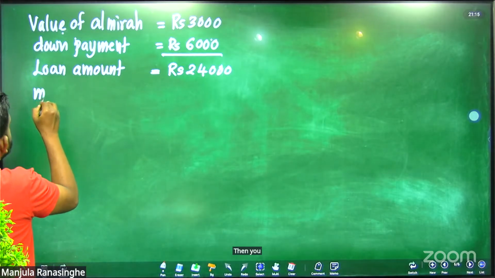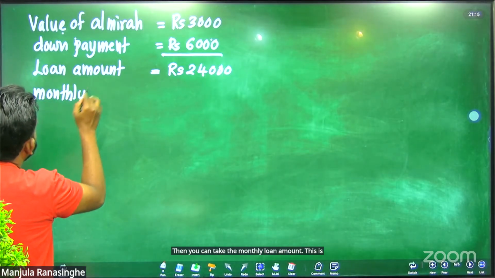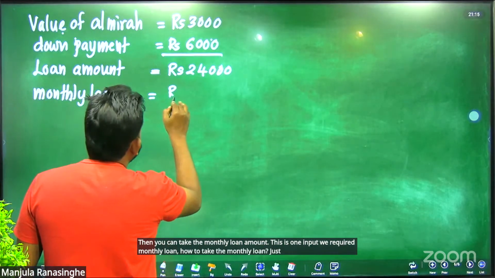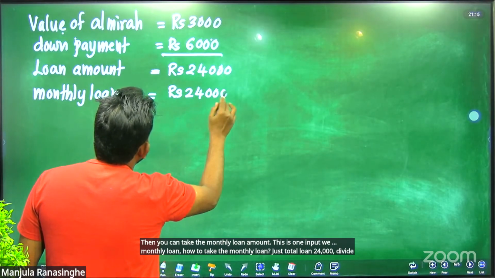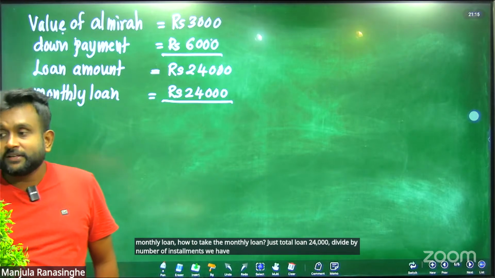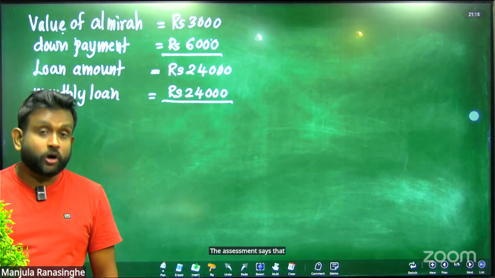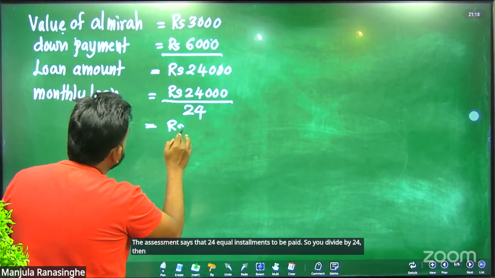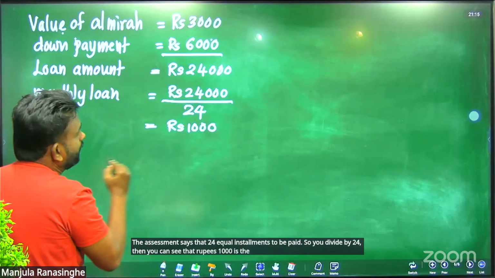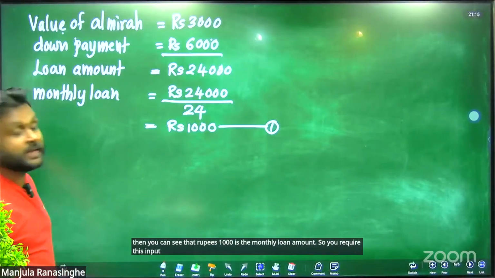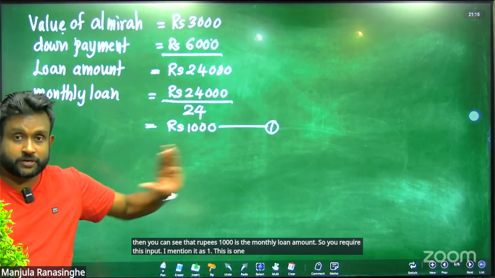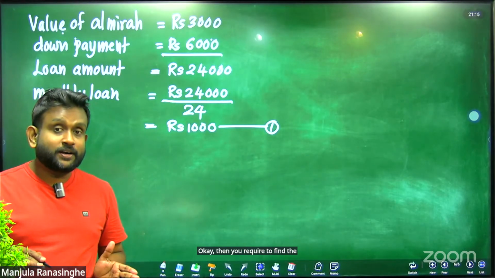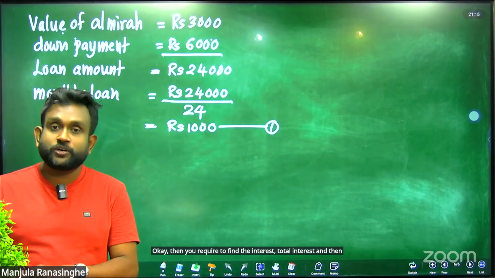Then you can take the monthly loan amount, which is one input we require. How to take the monthly loan? Just divide the total loan 24,000 by the number of installments. It says 24 equal installments are to be paid. So dividing by 24, you see that rupees 1,000 is the monthly loan amount. I mention this as input 1 for calculating the interest rate. Then you need to find the total interest, and then the interest per month unit.